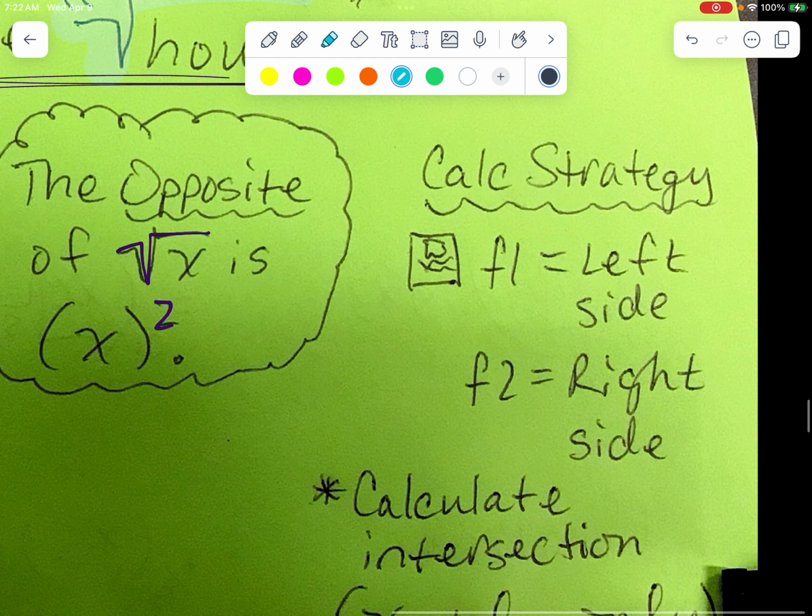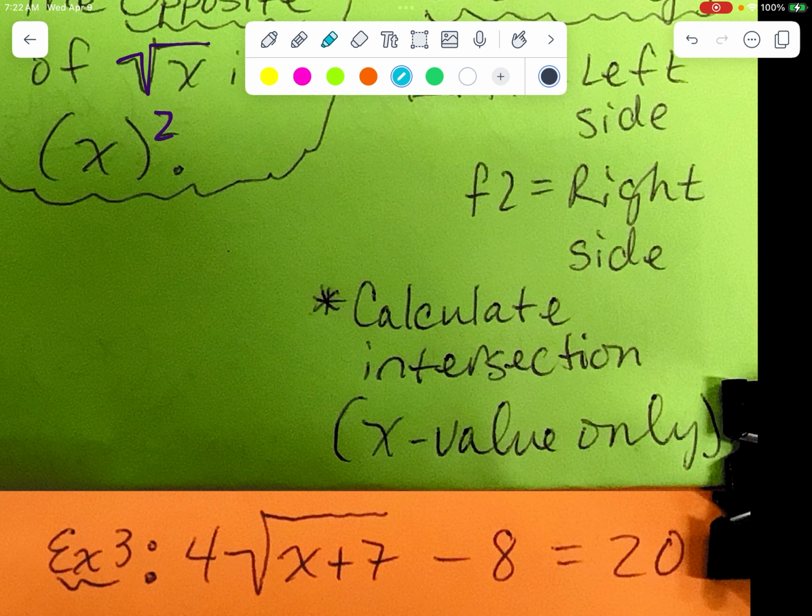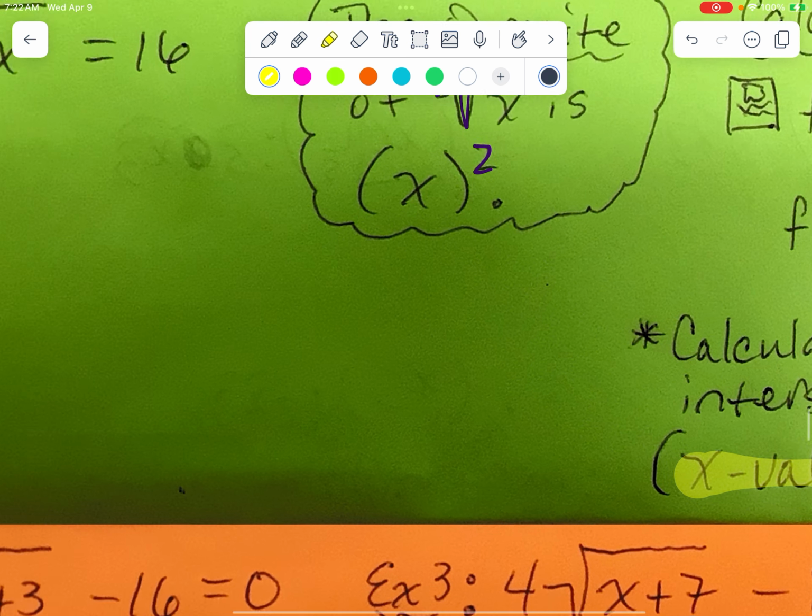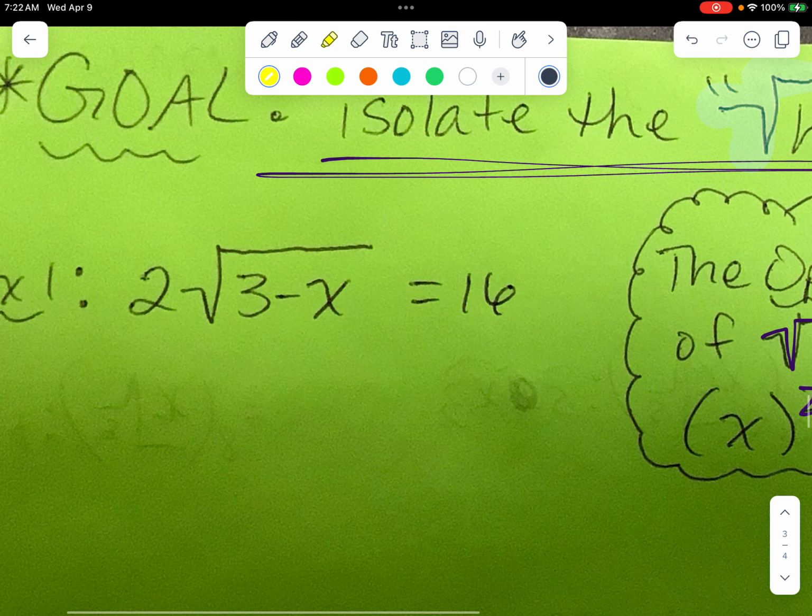We can enter the left side of the equation in F1, or input box 1. We can enter the right side in F2, or input box 2. And then we're simply just going to calculate the intersection and look just for the x value of that coordinate. All right, let's take a look at our first example. Remember, our goal is to get the house, to get the radical, the square root here by itself.